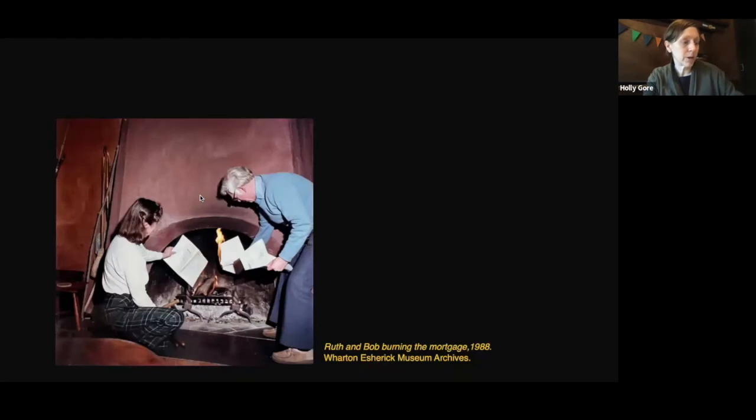And here, just very quickly, are Ruth and Bob 20 years after they assumed the mortgage and had paid it off, and they're doing a kind of ritual burning of the document in actually what is a very early Wharton Esherick concrete design, the fireplace in his 1956 workshop.